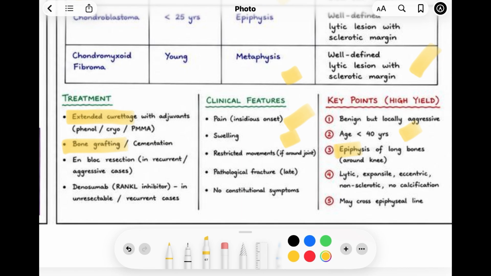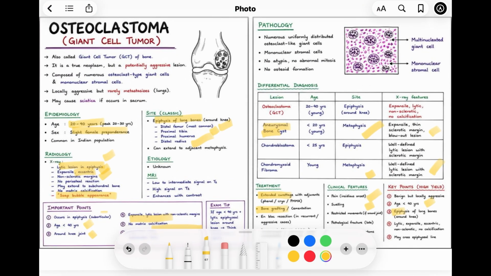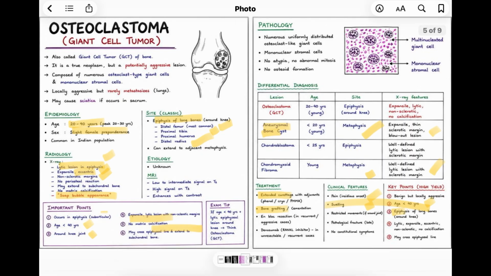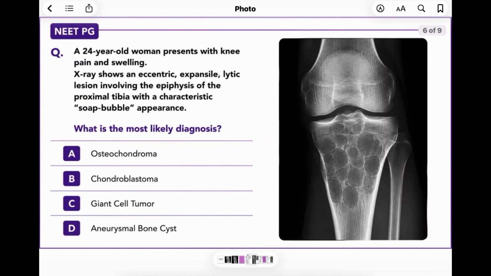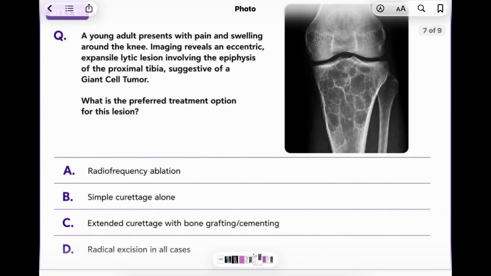Let's see what NEET PG questions we got here. The first question is, a 24-year-old woman presents with knee pain and swelling. X-ray shows an eccentric expansile lytic lesion involving the epiphysis of the proximal tibia with a characteristic soap bubble appearance. You already know the answer: giant cell tumor. Second question, a young adult presents with pain and swelling around the knee, and the imaging reveals an eccentric expansile lytic lesion involving the epiphysis of the proximal tibia, suggestive of giant cell tumor.